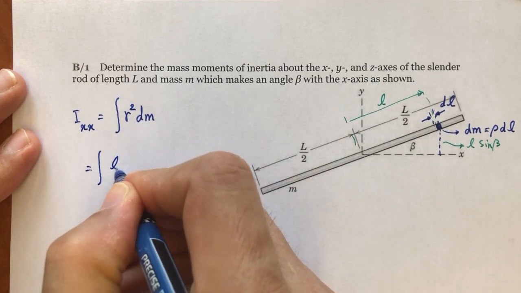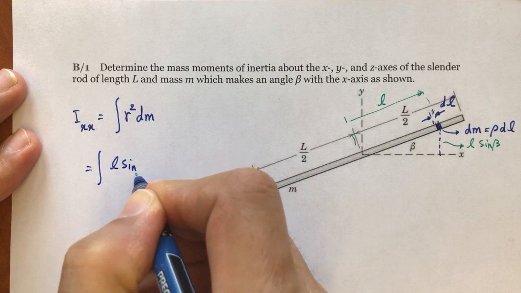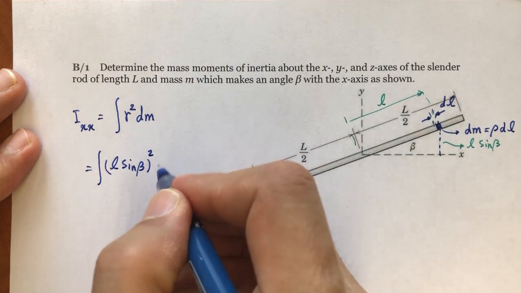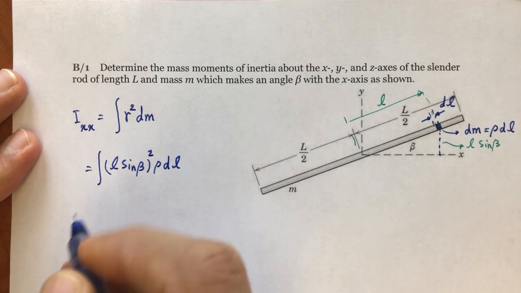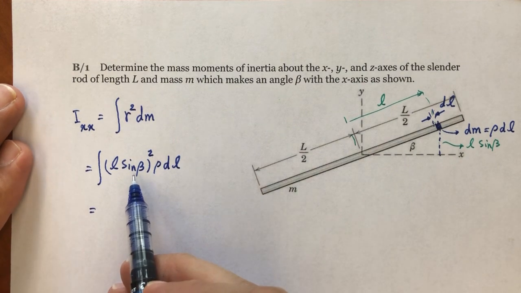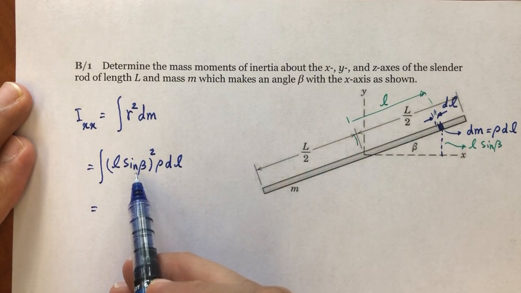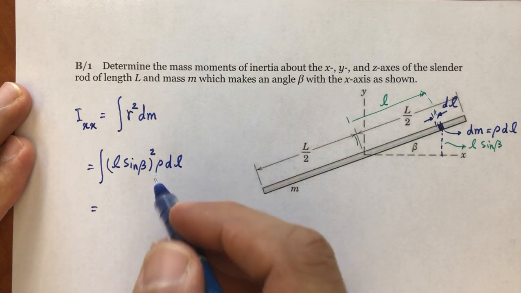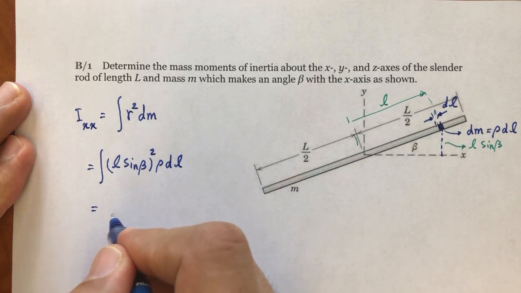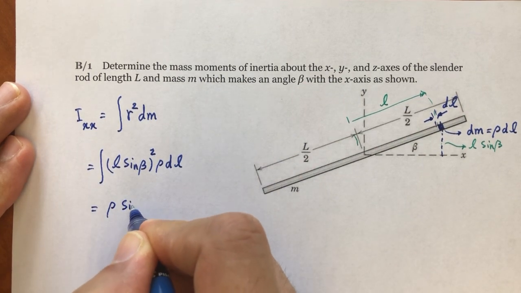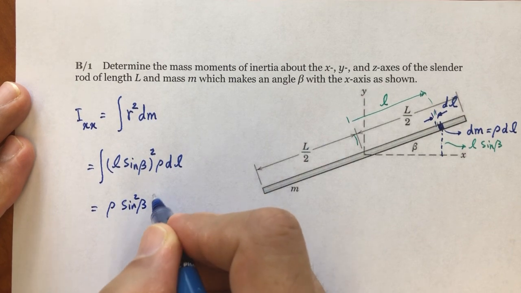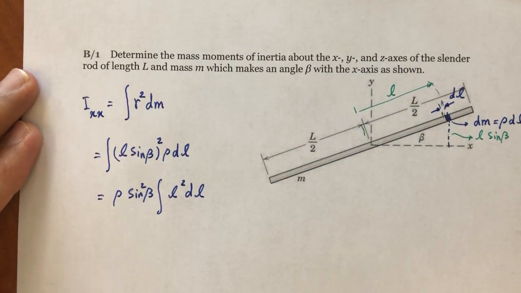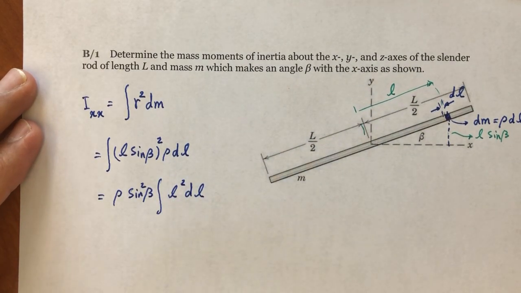r is l sine of beta squared times dm. dm is rho dl. So sine of beta is a constant number, a constant angle. Same goes for rho. So I can take them out of this integral. Rho sine squared of beta integral of l squared dl. And in this integral, everything is about l, and it's a very simple integral to do.